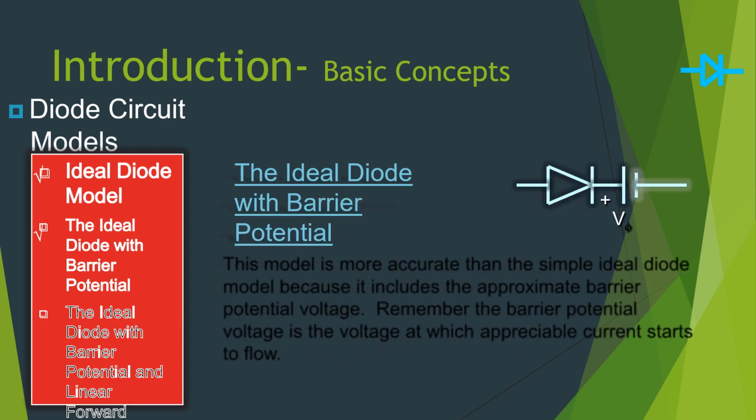The second one is the ideal diode with barrier potential. The model is more accurate than the simple ideal diode because it includes the approximate barrier potential voltage. Remember, the barrier potential voltage is the voltage at which appreciable current starts to flow. Here is a small symbol showing this. So now moving to the next slide.